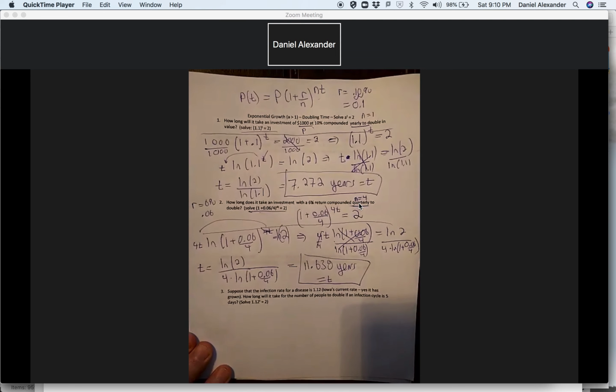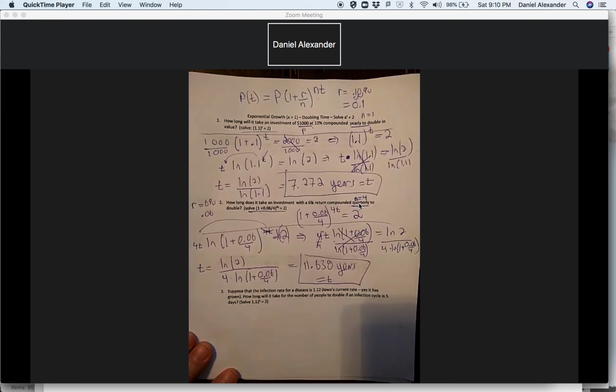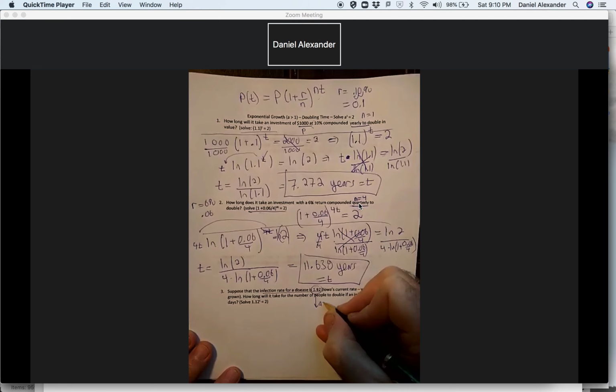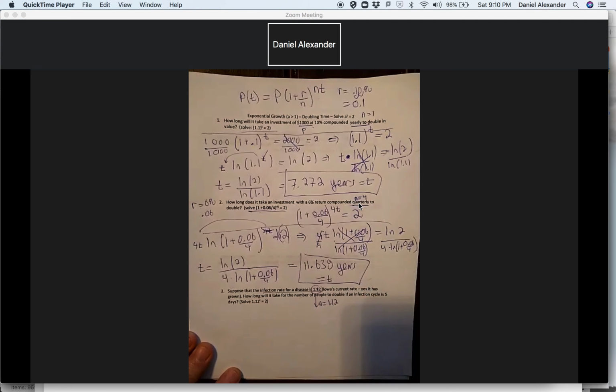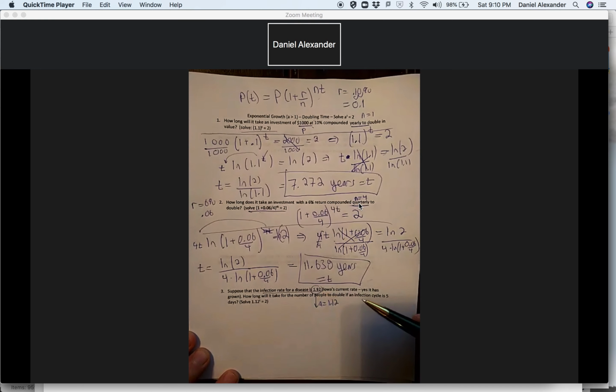Okay, so the next problem is about disease, and the infection rate is 1.12. So that means that's going to be my exponential base, so that's going to be my a. We saw this in the similar problem when we first introduced these problems. Before the rate was 1.04, meaning that each person infected 1.04 people, but today the rate is 1.12. I looked it up on the web today.